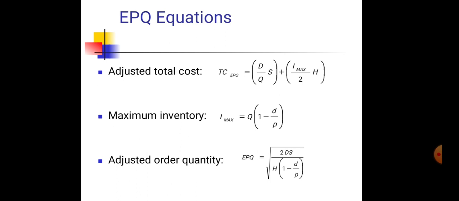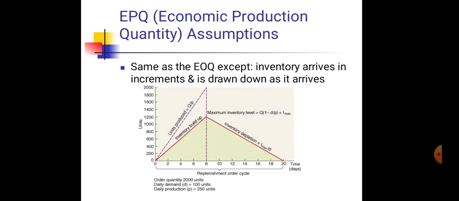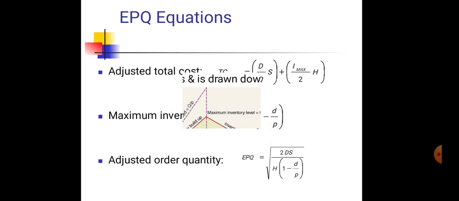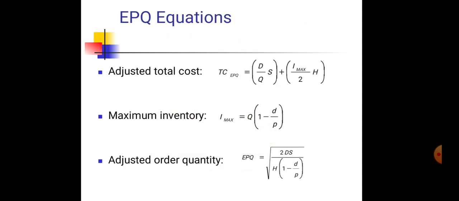Now the adjusted total cost uses I maximum. I maximum is introduced here; instead of Q, I max is used. So it is D by Q into S plus I max by 2 into H. This is the difference, the total cost in case of EPQ.